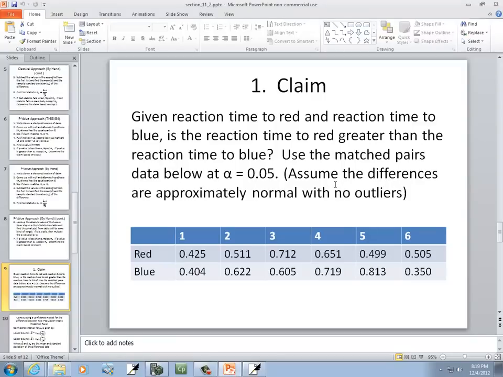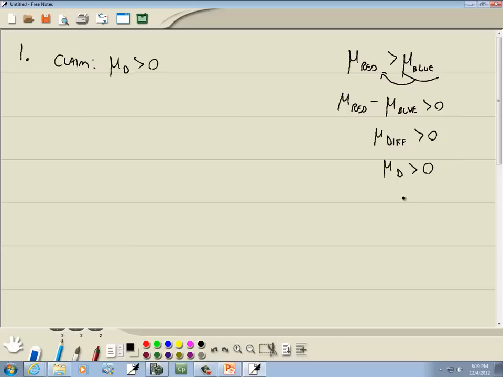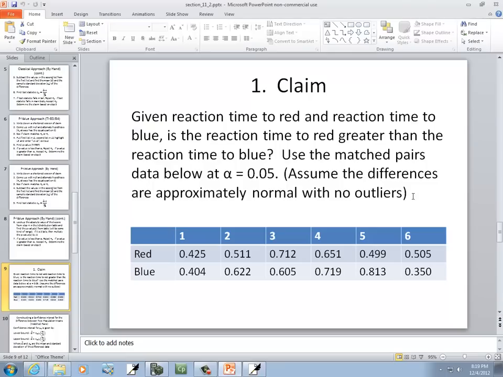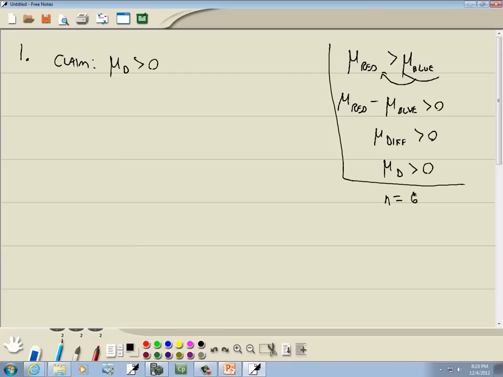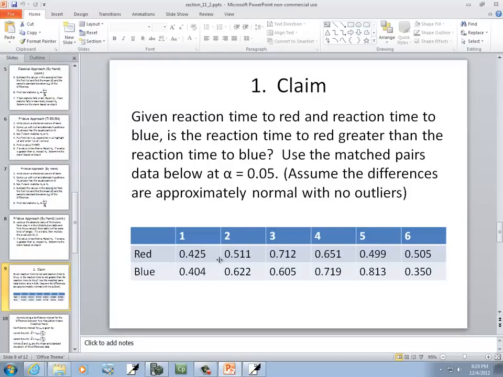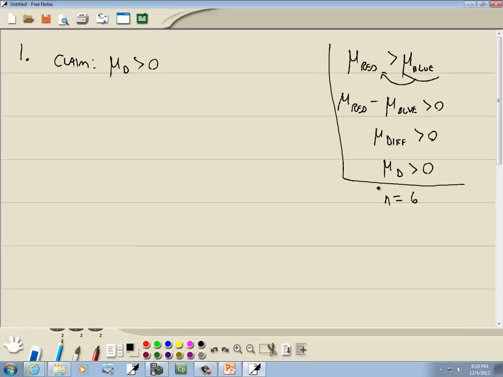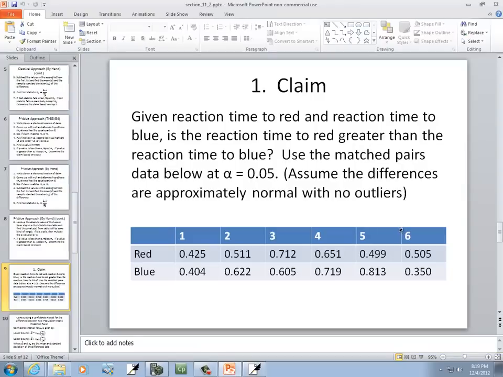Now it says use matched pairs data below. Now total there's six sets, so there's not 12 total. You count how many matched pairs there are, and it says alpha is 5%. And it says assume the difference is approximately normal with no outliers.